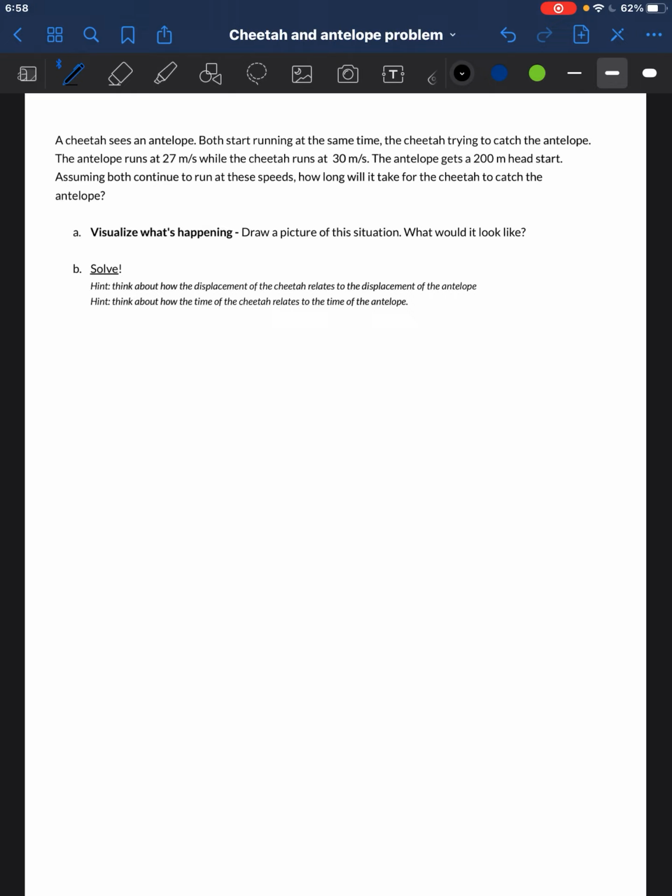All right, so a cheetah sees an antelope. Both start running at the same time. The cheetah is trying to catch the antelope, get some dinner. The antelope runs at 27 meters per second, and the cheetah runs at 30 meters per second. The antelope gets a 200-meter head start. Assuming both continue to run at these speeds, notice they'll both continue at a constant speed, how long will it take for the cheetah to catch the antelope?